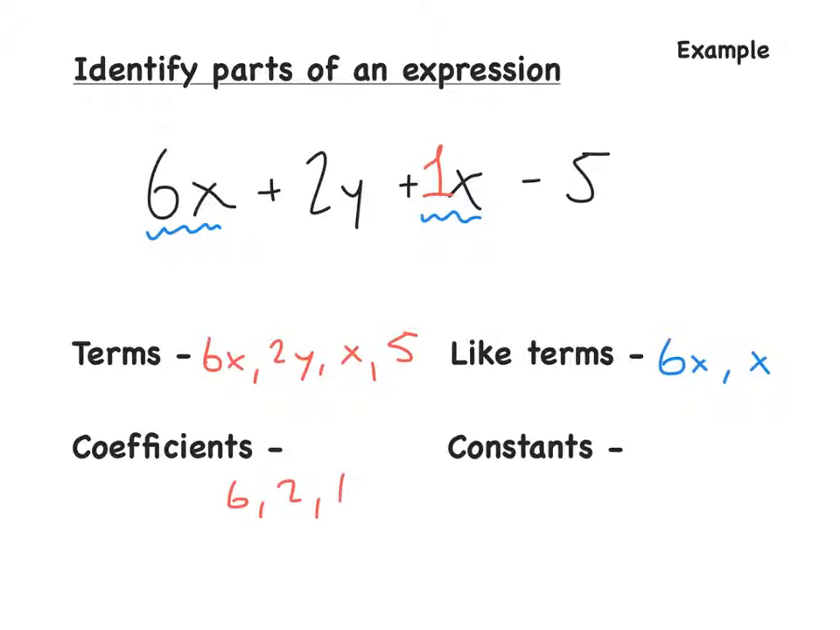So what is our constant? Our constant does not have a variable attached to it. The constant is 5.